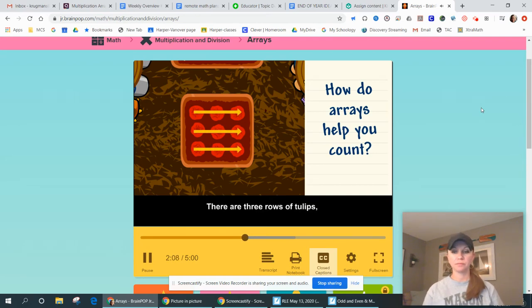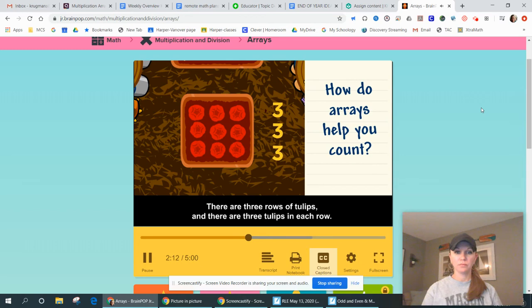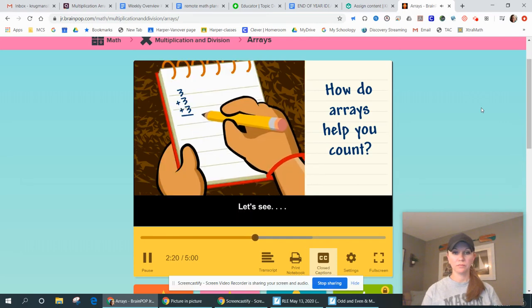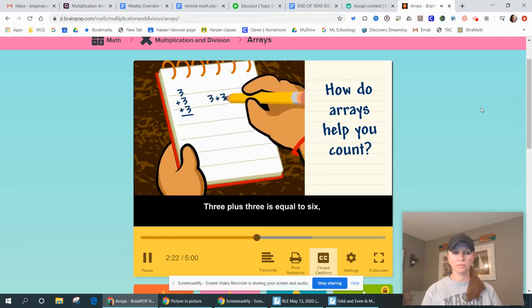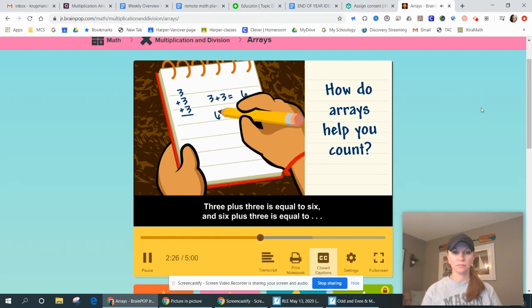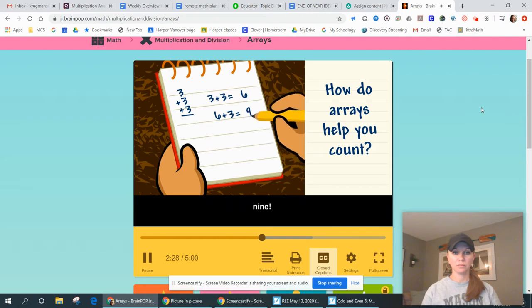There are 3 rows of tulips, and there are 3 tulips in each row. We can add to find the total. 3 plus 3 plus 3. Let's see. 3 plus 3 is equal to 6, and 6 plus 3 is equal to 9.